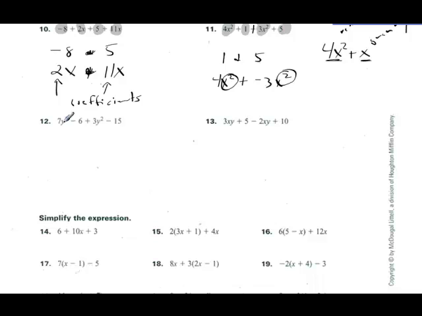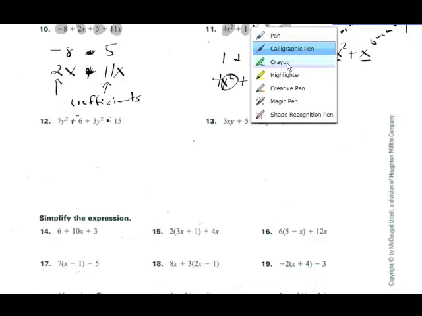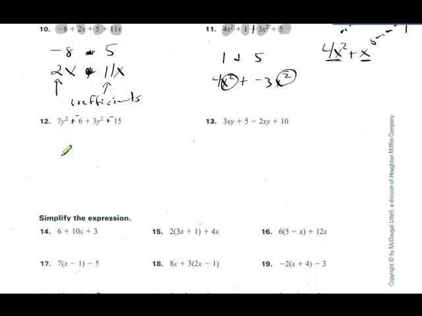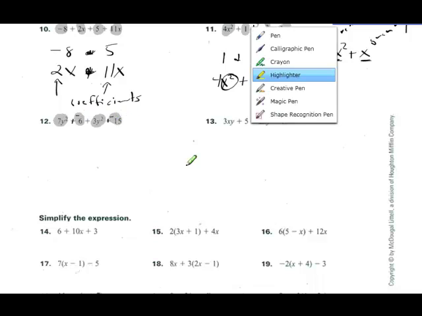Okay, number 12, let's do our same chain switch. How many terms do I have there? 4. What are they? 7y squared, 3y squared, and then -6 and -15. Let's see, she got that part right. So if you can identify that, you can do the rest.